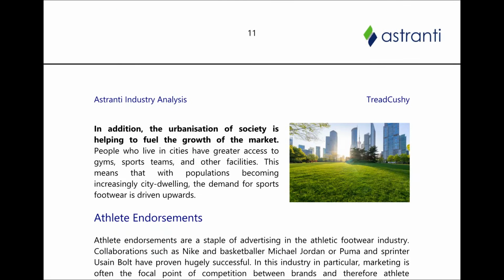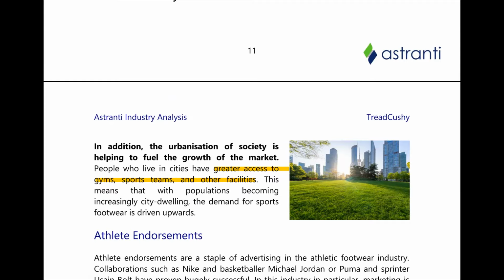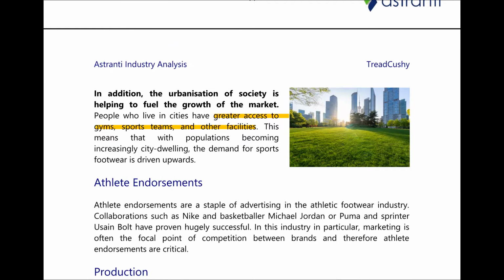And so we talked about the increased popularity of fitness and sports. Another factor that's contributing to the growth of the market is the urbanization of society. More and more people are living in cities as opposed to in rural areas. This means they have greater access to facilities like gyms, as well as sports teams. And the bottom line of this is that as populations become increasingly city dwelling, the demand for sports footwear is being driven upwards.